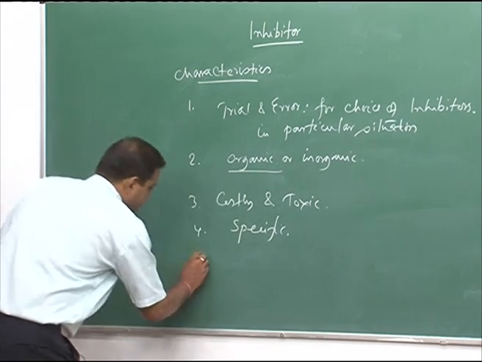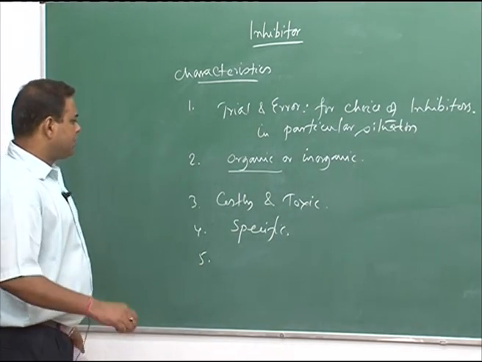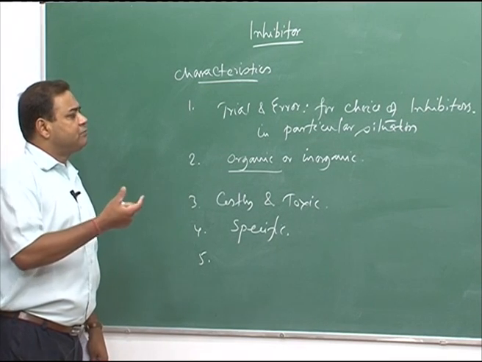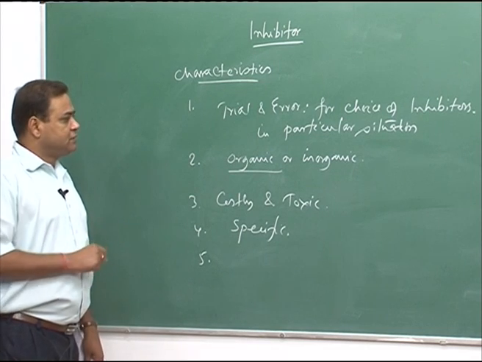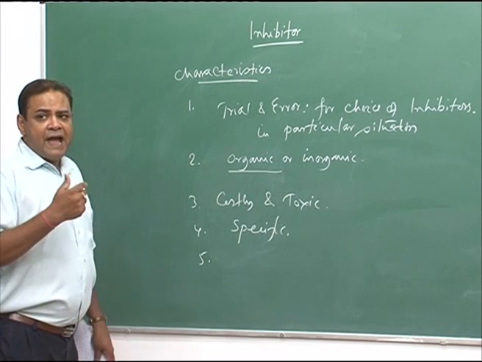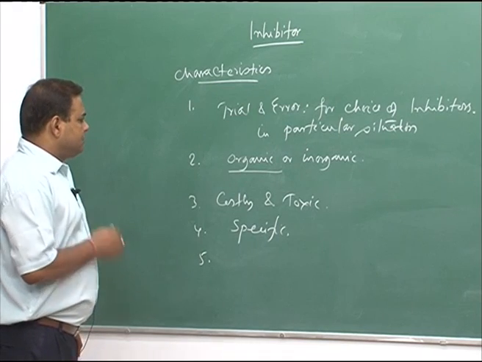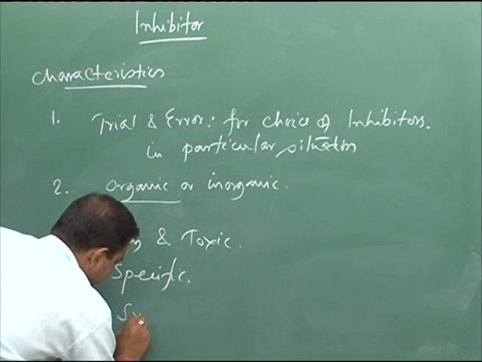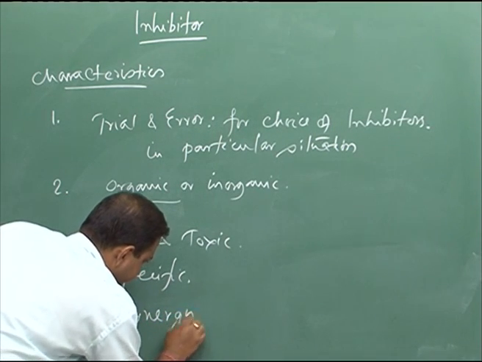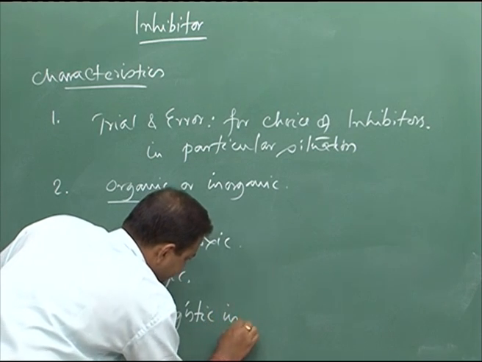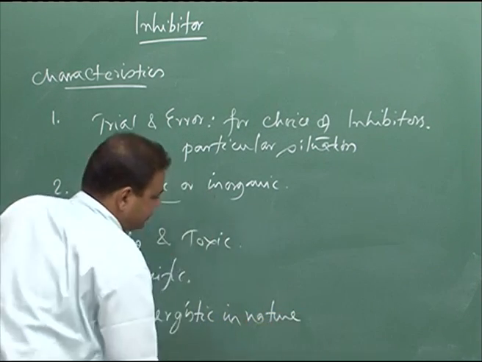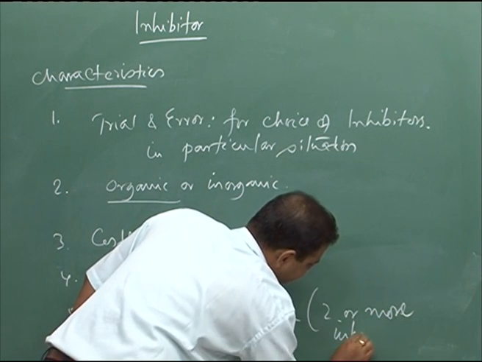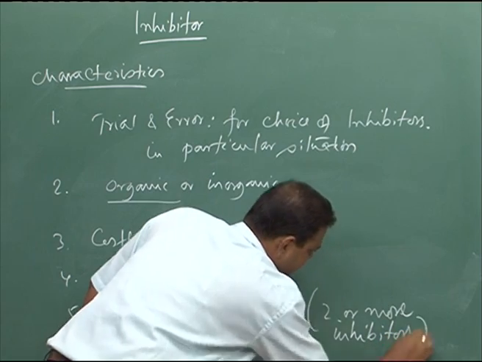Then, let us say we have a particular metal M, and we need to protect that metal from corrosion, then we think of some inhibitors, let us say 2 inhibitors are added. Those 2 inhibitors will act synergistically, that means both will work in tandem. So, synergistic in nature, in case of 2 or more inhibitors.